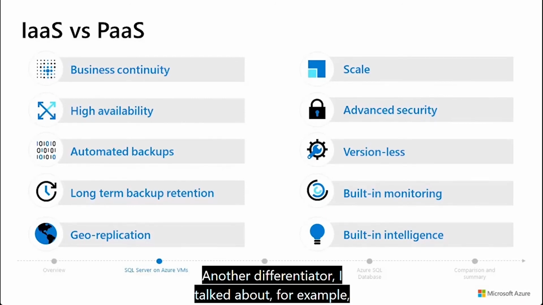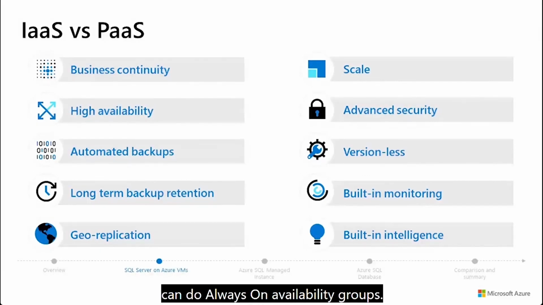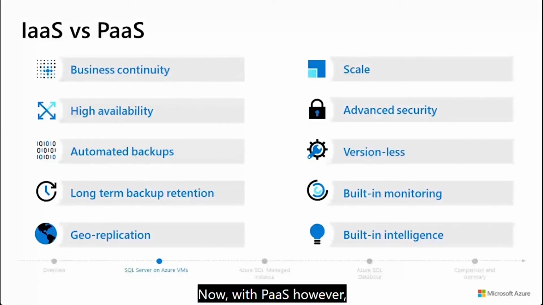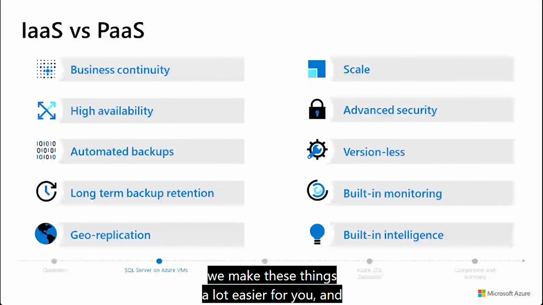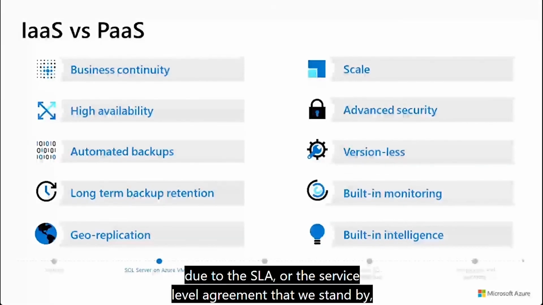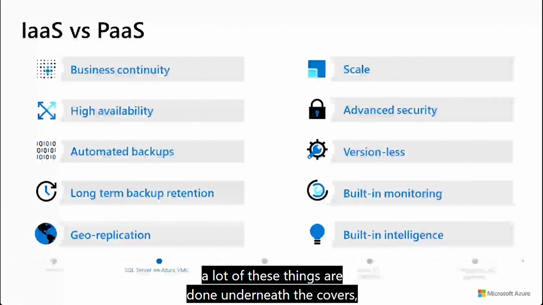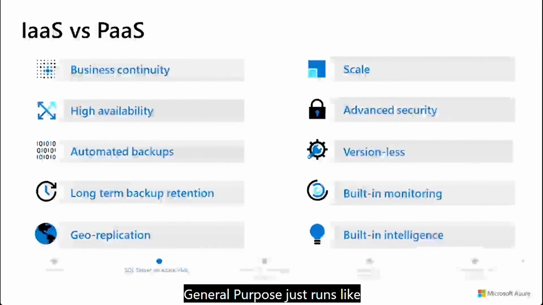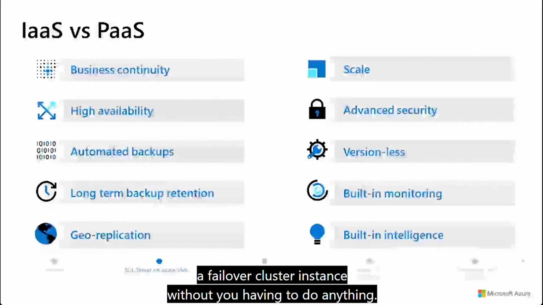So versionless is a big differentiator when we talk about IaaS versus PaaS. Another differentiator, I talked about, for example, how you can set up a failover cluster instance with Azure Premium File Share, or you can do always-on availability groups. Now with IaaS, you can set this up, yes, but there is some configuration required, and in some cases, it can get pretty complex. If you've ever set up an always-on availability group, I'm sure you can relate. Now with PaaS, however, we make these things a lot easier for you, and due to the SLA, or the service level agreement that we stand by, a lot of these things are done underneath the covers, which we're going to dive into today and see that, for example, general purpose just runs like a failover cluster instance without you having to do anything.